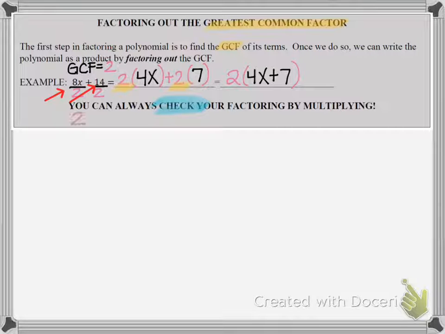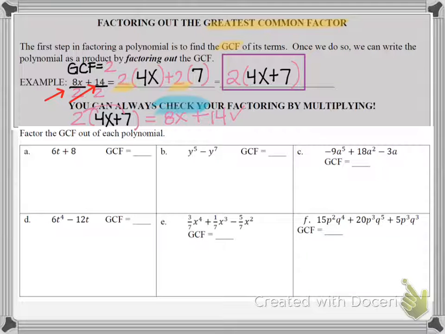But of course I want to check. So I'm going to distribute the 2, and I'm going to see that I end up with the 8x plus 14 that I had in the beginning. So now I know that 2 times (4x plus 7) is my final answer with the GCF of 2 factored out. Let's look at some other sample problems.